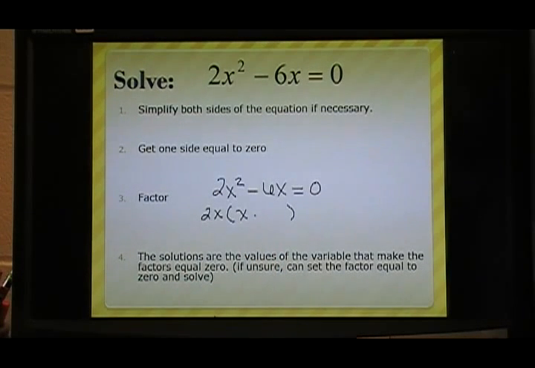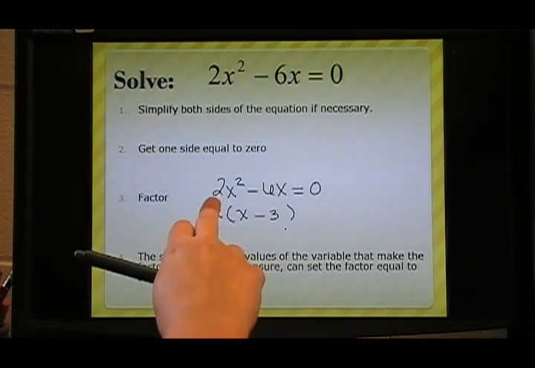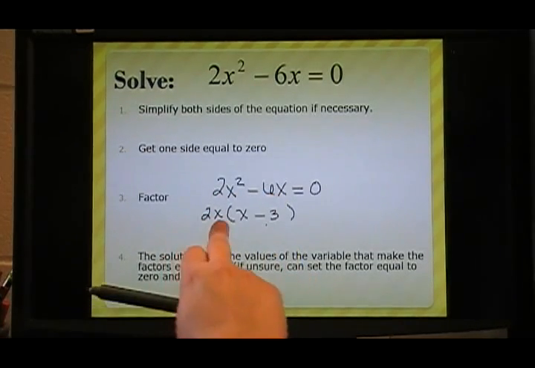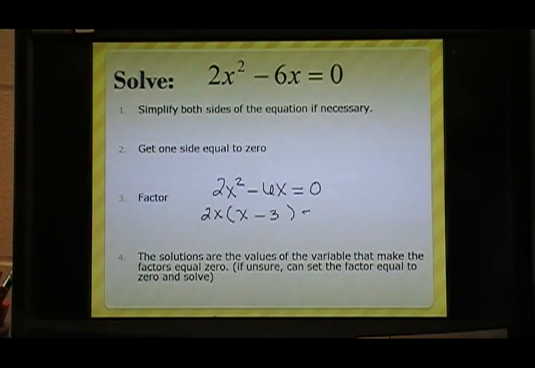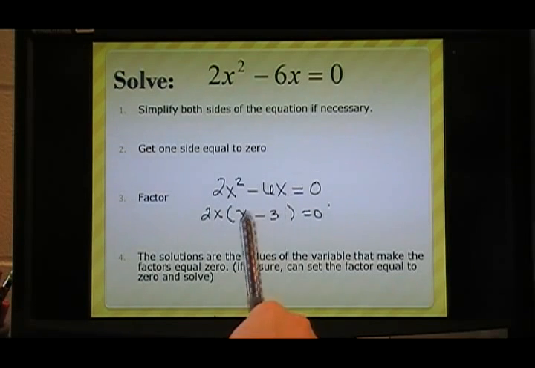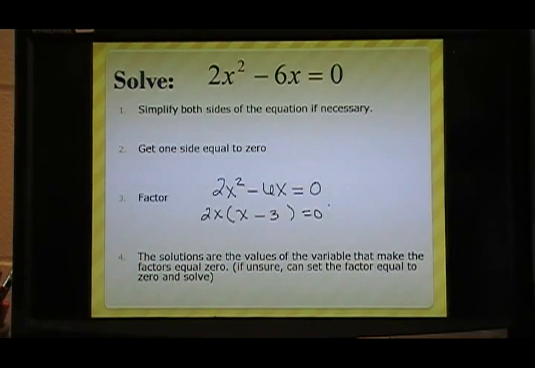So I have 2x times x minus 3, this expression with the GCF factored out. Okay? If inside these two terms I had a difference of squares, a difference of cubes, or a sum of cubes, I would go further. But in this case I don't, so I am fully factored.